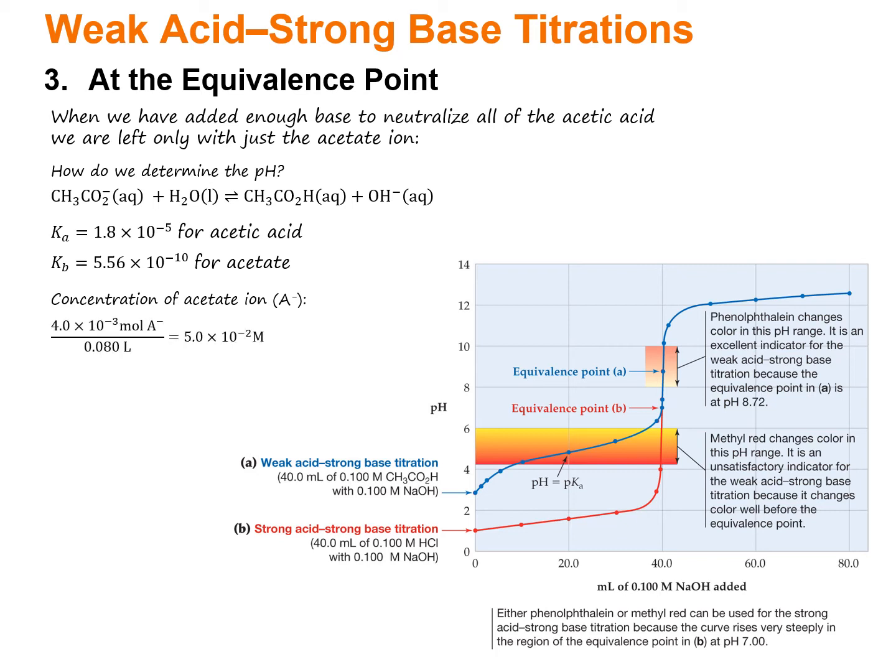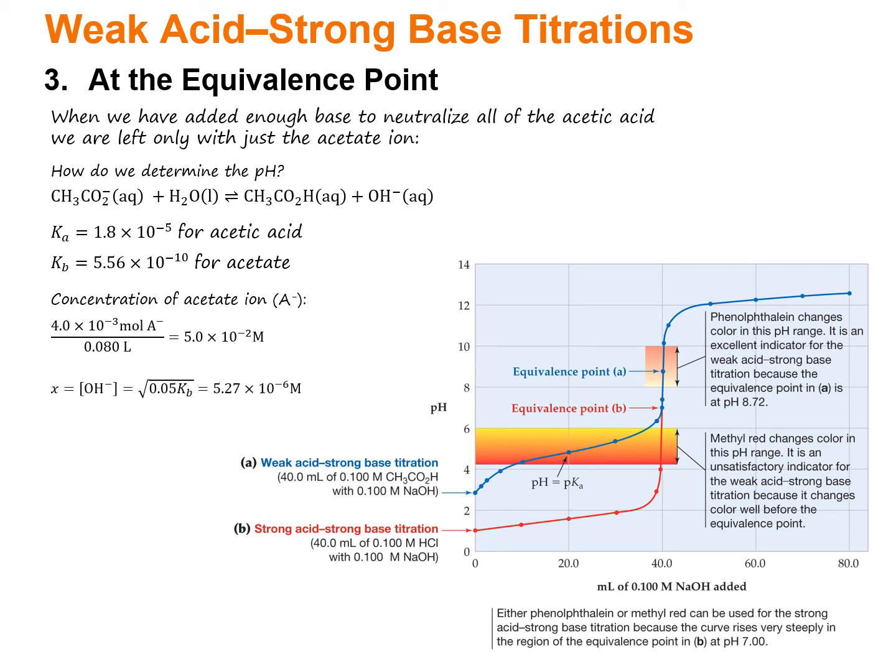If we figure out the moles of acetate ion in that solution, we started with 4 times 10 to the minus 3 moles of HA. We neutralized all of it, so we are left with 4 times 10 to the minus 3 moles of A minus, the weak base, the acetate ion. We have to pay attention to the fact that we've added 40 milliliters of hydroxide solution. We started with 40 milliliters, so now we have 80 milliliters of solution. So the concentration is 5 times 10 to the minus 2 molar.